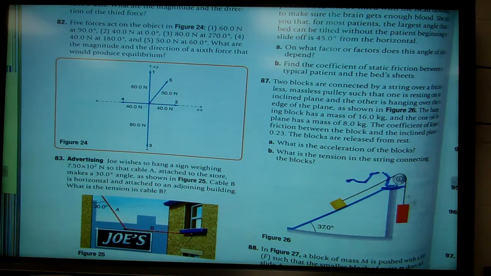Once you find the resultant vector, then you have to find the angle from the positive x-axis.